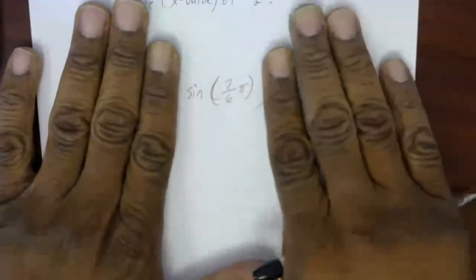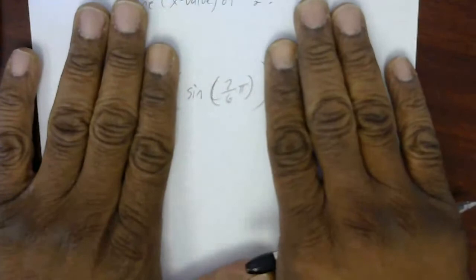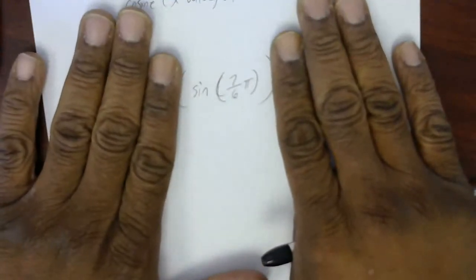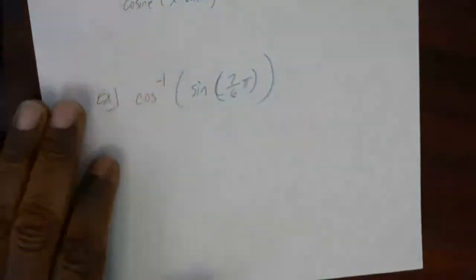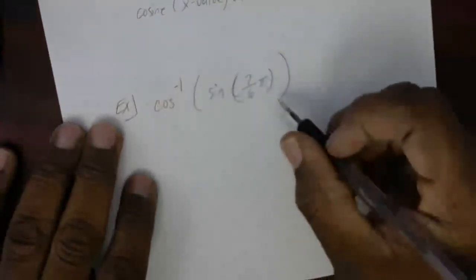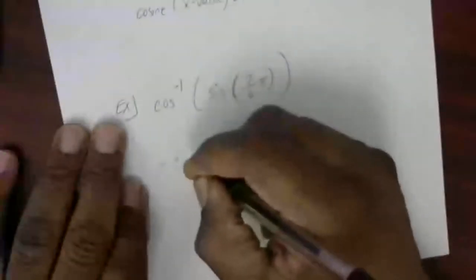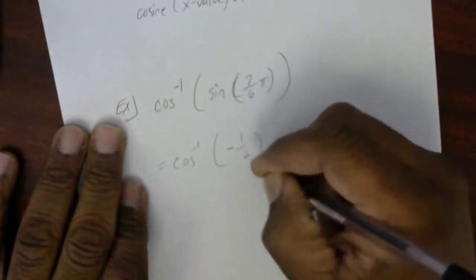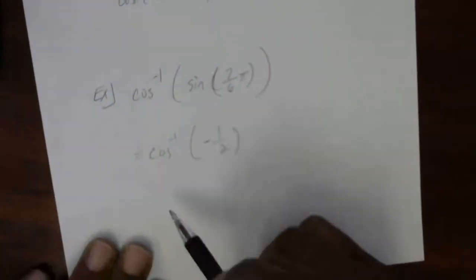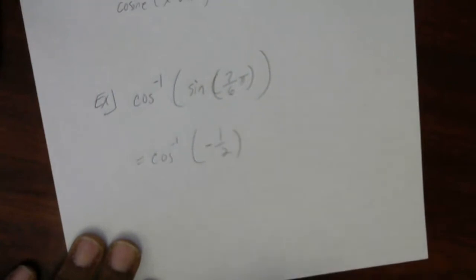All right, so here again, we're going to work this from the inside out. And the first thing we're going to do is find the sine of 7 pi over 6. So you should find the sine of 7 pi over 6 as -1/2. All right, so remember that value can be found on the unit circle. It can also be found on the unit circle function evaluation chart.